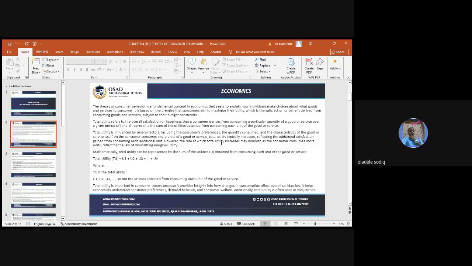As a consumer consumes more units of a good or service, the more you consume, the more utility you derive. So if you are consuming more, your utility will increase, and this will reflect additional satisfaction from taking additional units. However, the rate at which total utility increases may diminish as the consumer consumes more units, reflecting the law of diminishing marginal utility. So what we are saying is that the more you consume, the lesser your satisfaction.